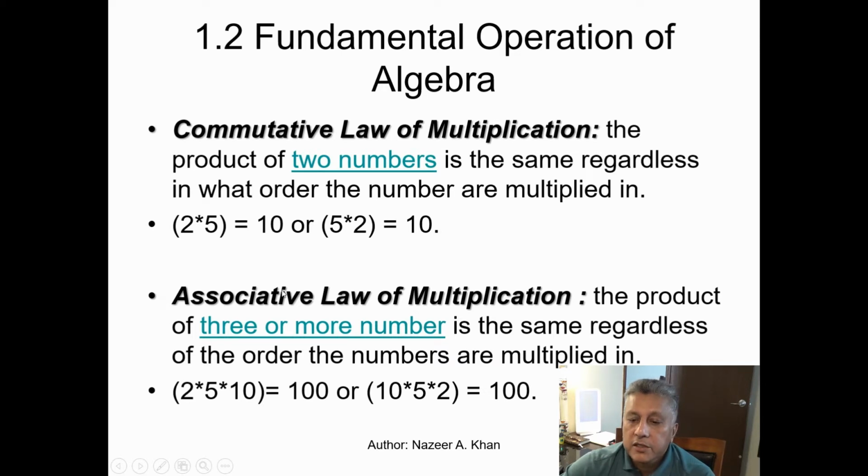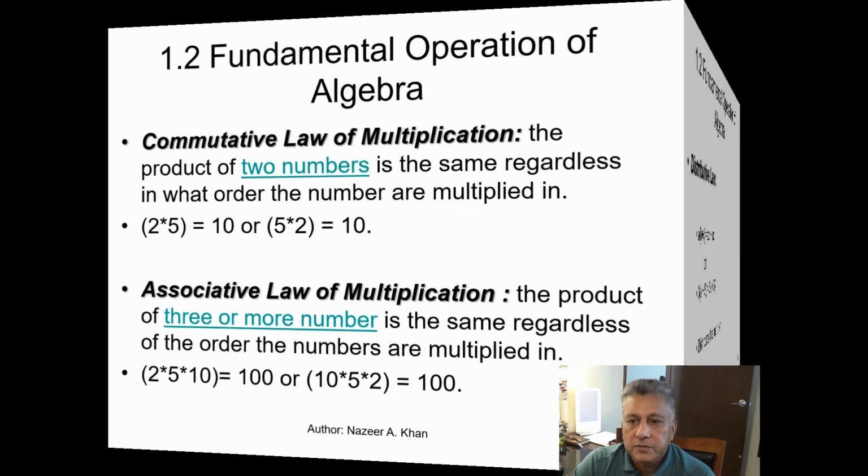Associative law of multiplication: the product of 3 or more numbers is the same regardless of the order the numbers are multiplied in, right? So we have 3 numbers. 2 times 5 is 10, times 10 is 100. And if we switch that around, we take the 10 out front, 10 times 5 is 50, times 2 is still 100. So that is commutative and associative law of addition and multiplication. That's what the terminology really means.